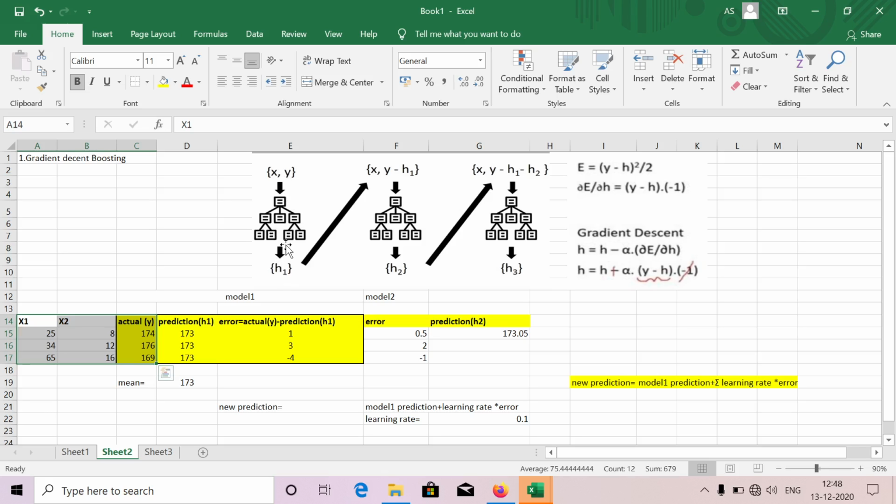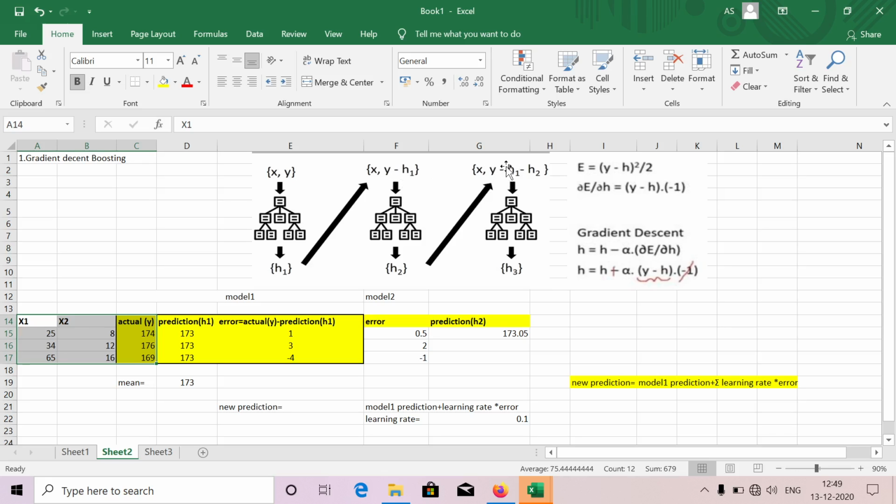Now I am passing to the next iteration my original independent data as it is, but the dependent variable I pass as the actual minus prediction, the error. Whatever error I got in the first decision tree, I pass it as the target to the next decision tree. Again it will form a decision tree and try to predict. I got h2.